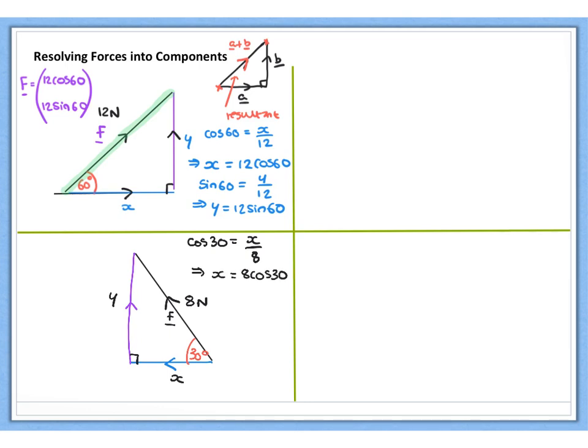Again, we can evaluate that as needed with a calculator. And we know that Y is part of sine because it's the opposite. So if I use sine 30, I get the opposite Y over the hypotenuse 8. That gives me Y equals 8 sine 30. Now, we can then evaluate these if we want to. Cos 30 is root 3 over 2, so that gives me 4 root 3. Sine 30 is a half, so the y value is 4 newtons.